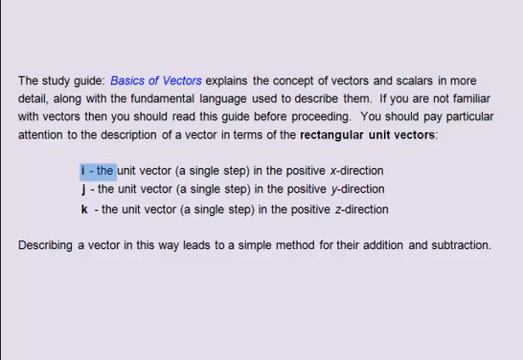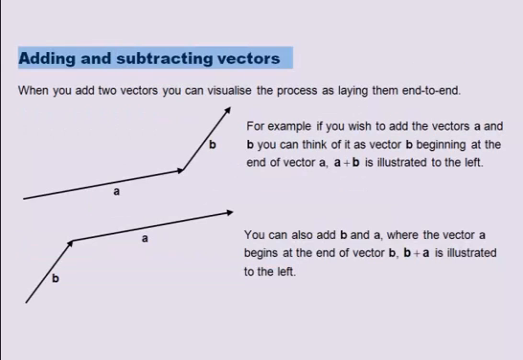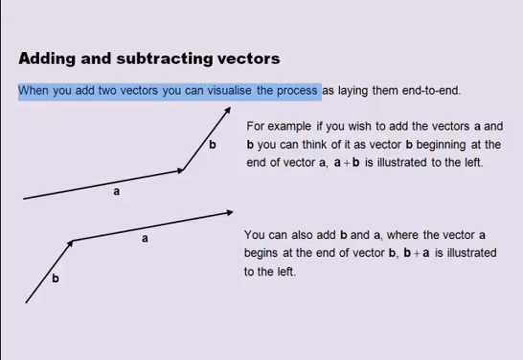i: the unit vector, a single step, in the positive x direction. j: the unit vector, a single step, in the positive y direction. k: the unit vector, a single step, in the positive z direction. Describing a vector in this way leads to a simple method for their addition and subtraction. Adding and subtracting vectors. When you add two vectors, you can visualize the process as laying them end to end.